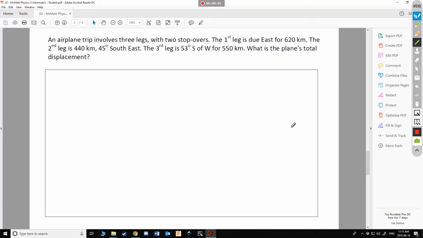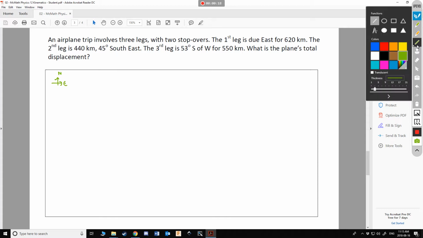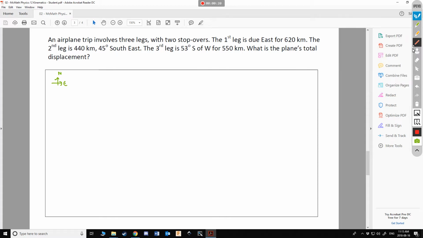Okay, our last question today. An airplane trip involves 3 legs, so with 2 stopovers. So the first leg is due east for 620 kilometers. So let me just first draw that compass again. So north, east. Now we can draw out the scenario. So due east. You could do a scale model if you want. It's going to be a bit big this time though.